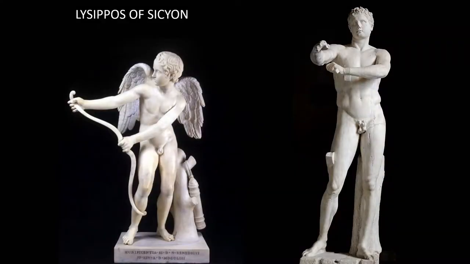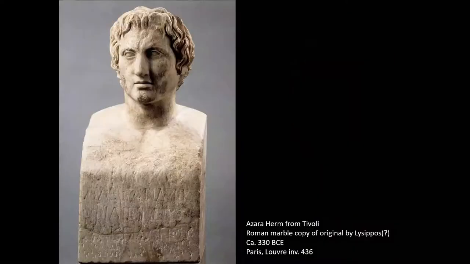We have a number of his most famous works surviving in Roman copies, so no originals surviving, but the Romans are great copyists, of course, of Greek sculpture, and thankfully we have these surviving at least. So his two most famous works from antiquity, Eros stringing his bow, and the Apoxiomenos, the athlete scraping himself off with a strigil. By far the most important commission, though, that Lysippus undertook during his long career was the portrait of Alexander the Great.